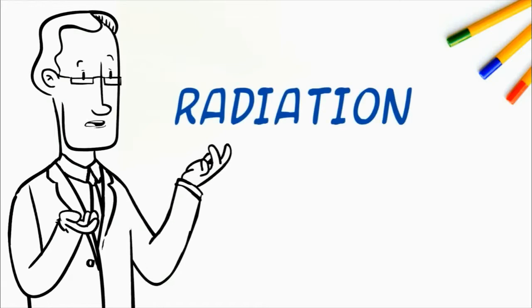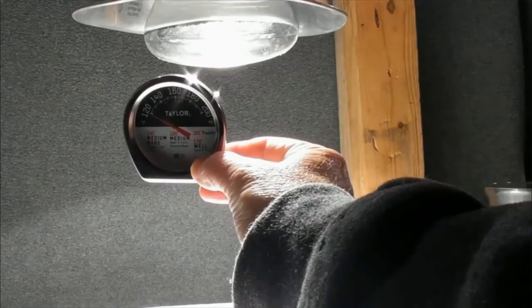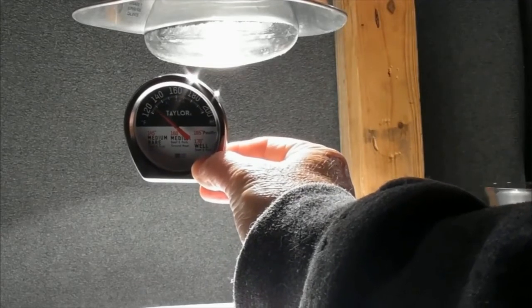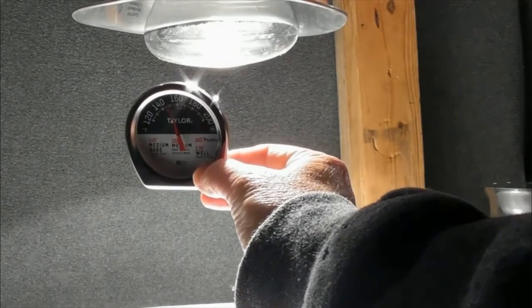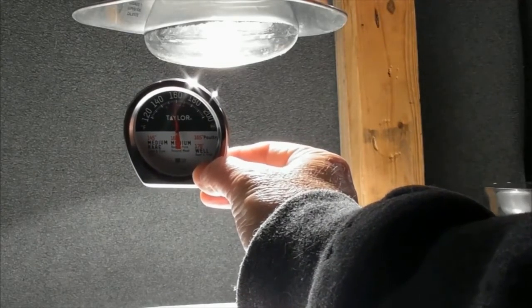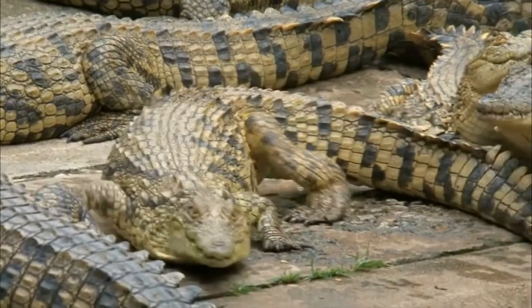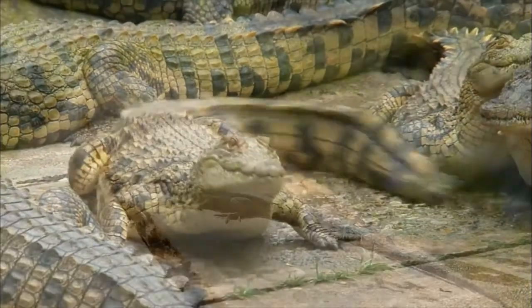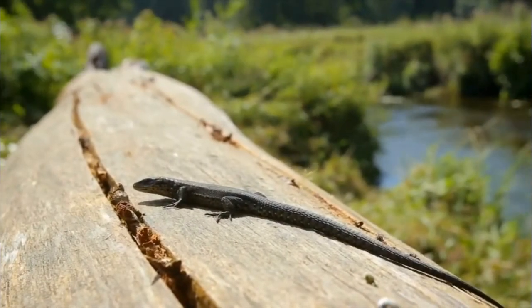Radiation is heat transmitted without any physical contact between objects. Watch how the temperature of the lamp is transferred to the thermometer without touching it. These alligators and lizards use radiation from the sun to warm their bodies.